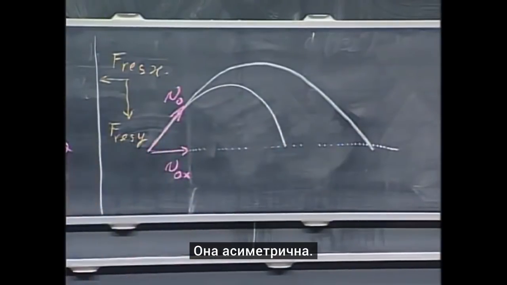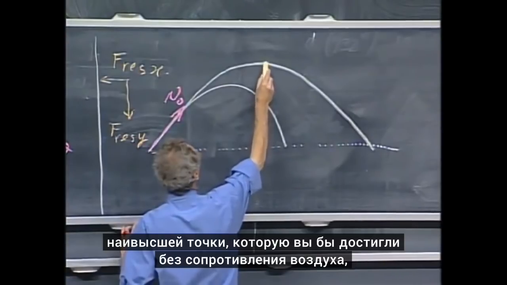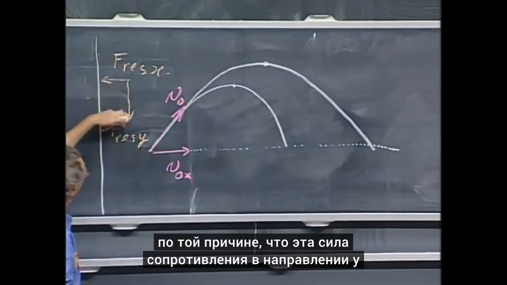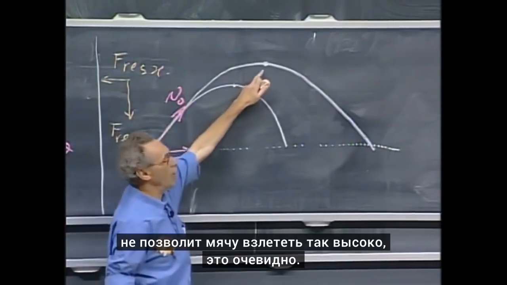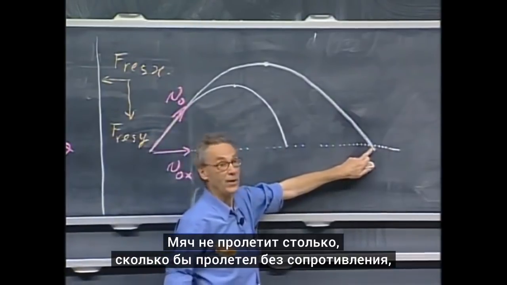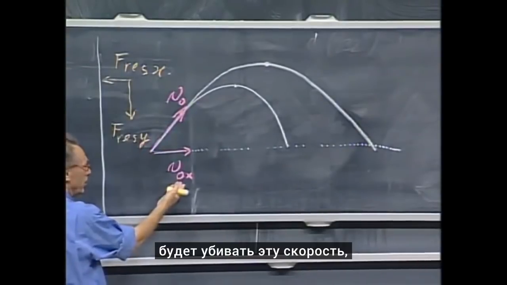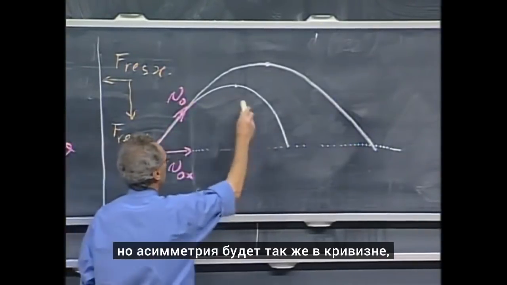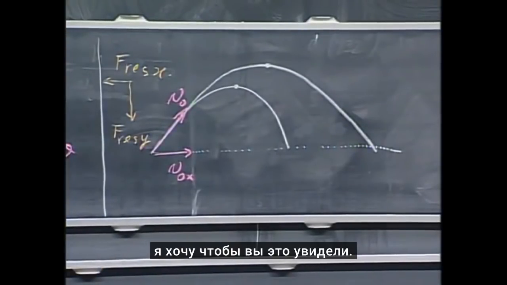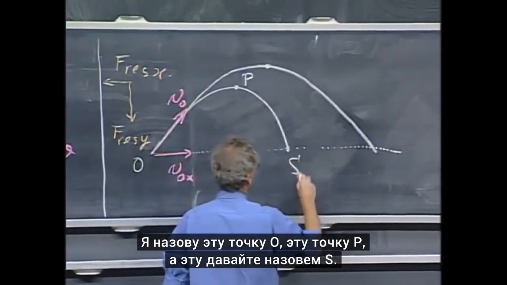It's asymmetric. Clearly, you don't reach the highest point that you would have reached without air drag, for the reason that this resistive force in the y direction will not allow it to go as high, that's obvious. You don't go as far as you would without air drag, for obvious reasons that this resistive force is going to kill this speed, but you also will get asymmetry in the curvature, and I want you to see that. I call this point O, this point P, and let's call this point S.